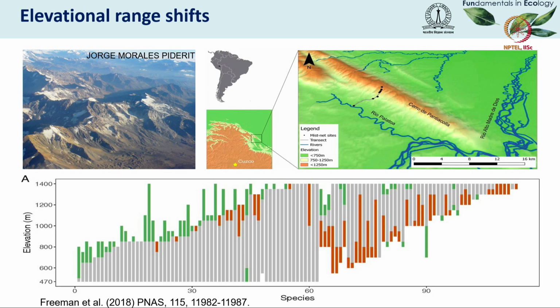This is data on multiple bird species. Each of these bars represents an individual bird species, and these are data from the Andes, which is a mountain range in South America, from the country of Peru, where people had surveyed the elevational ranges of bird species in the 1960s across this elevational gradient, and that elevational gradient goes from 470 meters above sea level to 1400 meters above sea level.